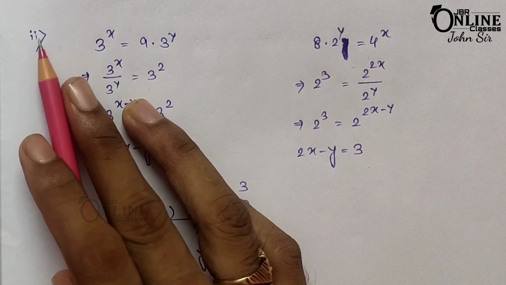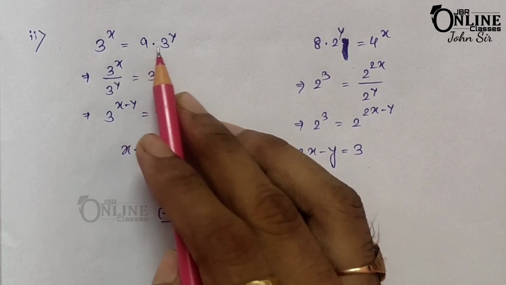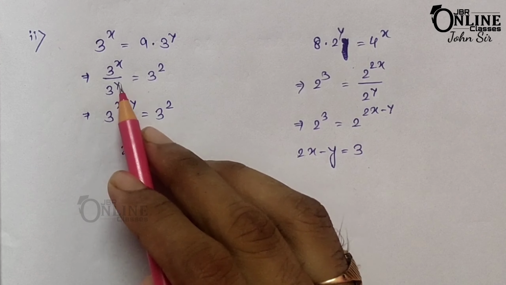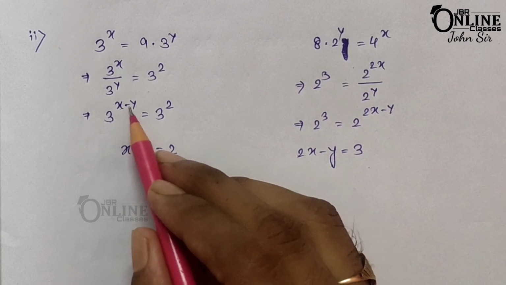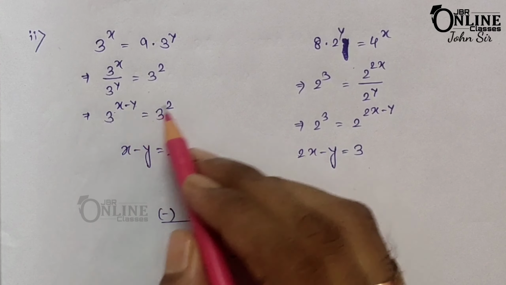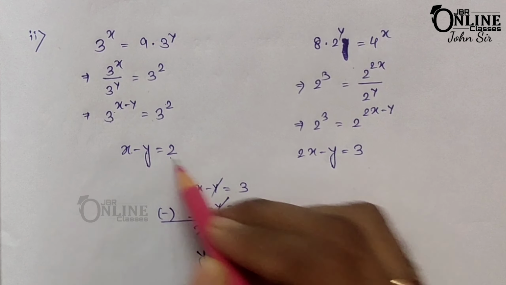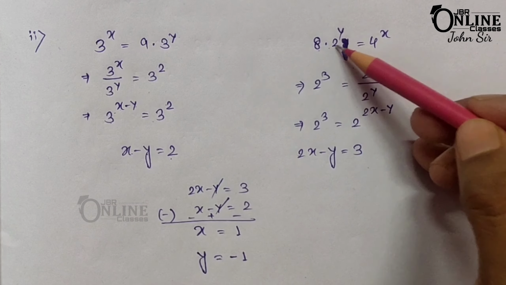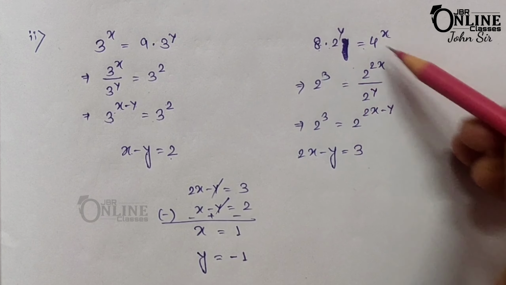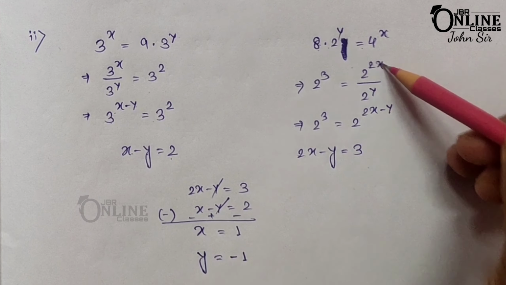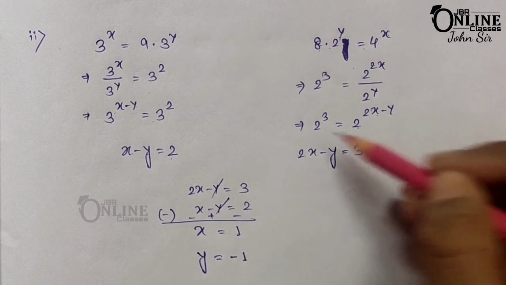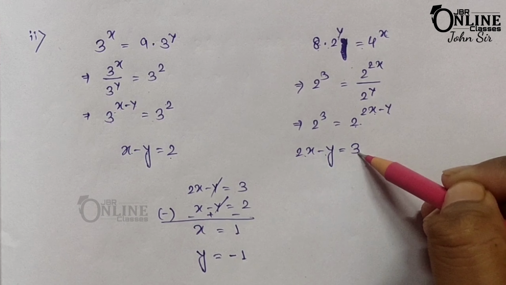Last one, 40 and 2. 3 to the power x equals 9 times 3 to the power y. So 3 to the power y divided by this one, 3 to the power x by 3 to the power y, so 3 to the power x minus y equals 3 square. Why 3 square? As 9 means 3 square. By comparing both sides, x minus y equals 2. As well as here 8 into 2 to the power y equals 4 to the power x. So 8 means 2 to the power 3, 4 means 2 square, so 2 to the power 2x divided by 2 to the power y. So it becomes 2 to the power 2x minus y. By comparing both sides, 2x minus y equals 3.